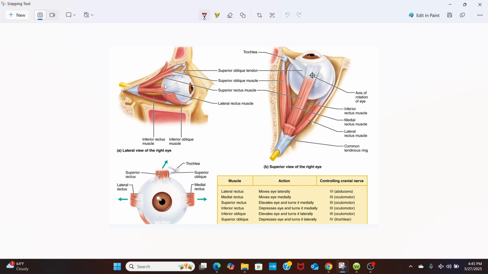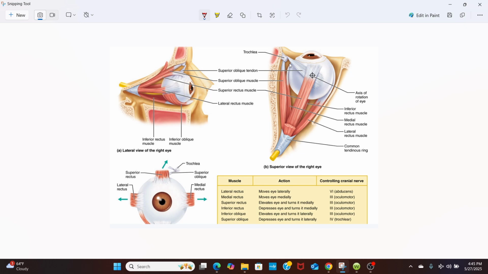And the next one is the medial rectus muscle, which is this, and it is here. The medial rectus muscle is this. So it also starts from this common point and runs anterior and attached to the medial side of our eyeball. It moves our eye medially.